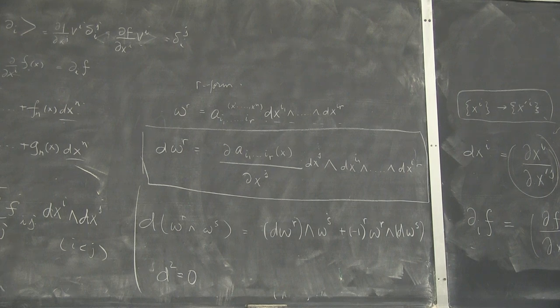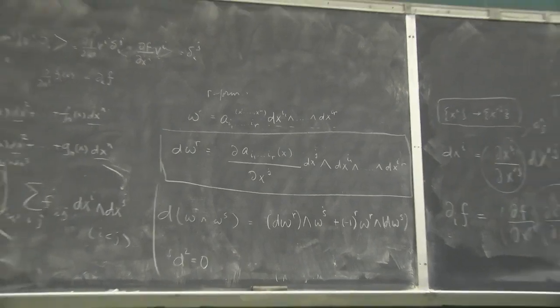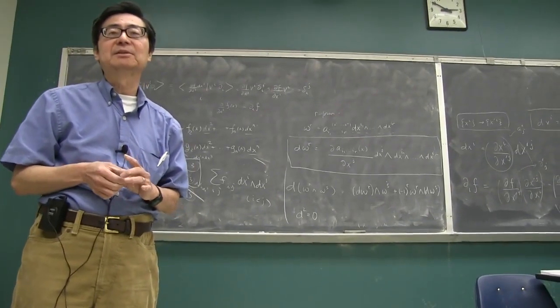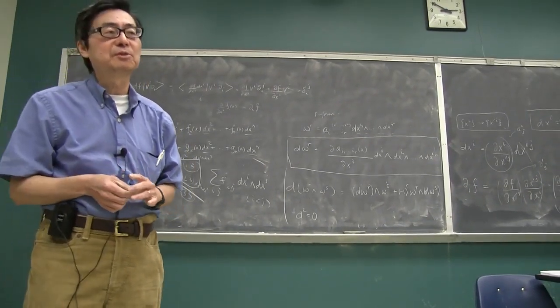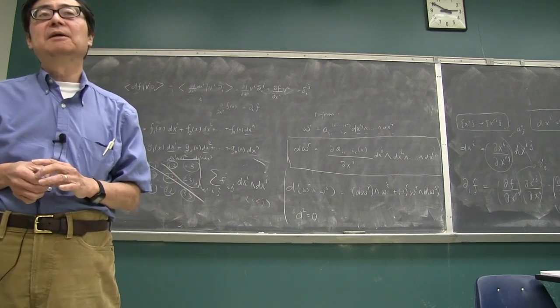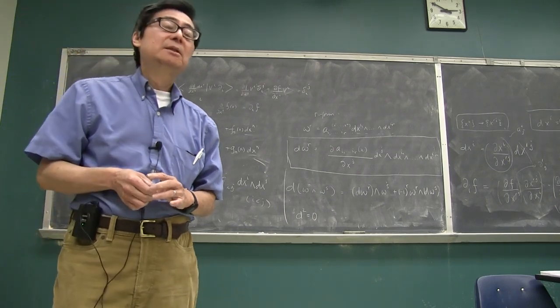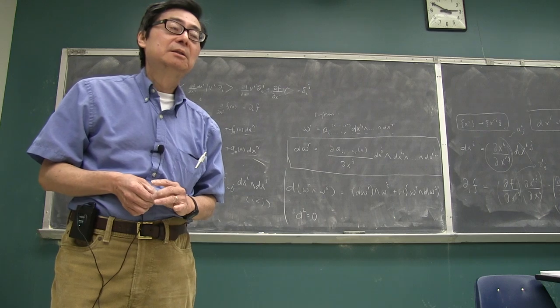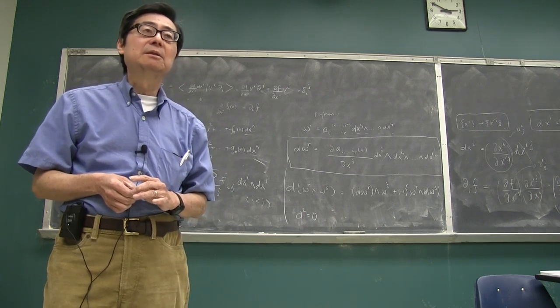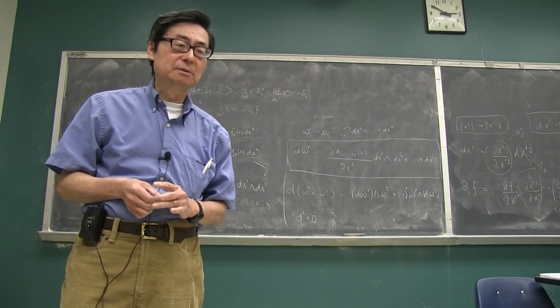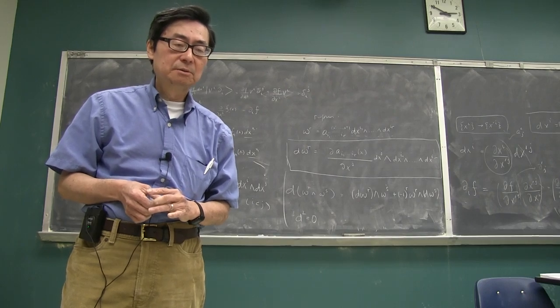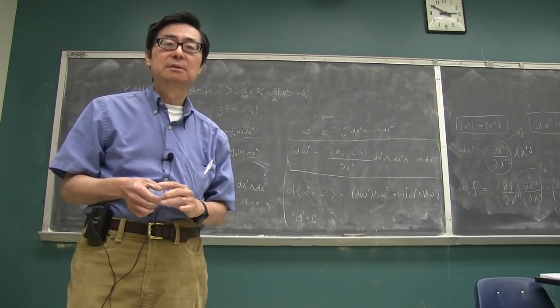From this, you can prove that the exterior derivative of a one form corresponds to taking the curl of a vector, and the exterior derivative of the two form corresponds to taking the del dot.